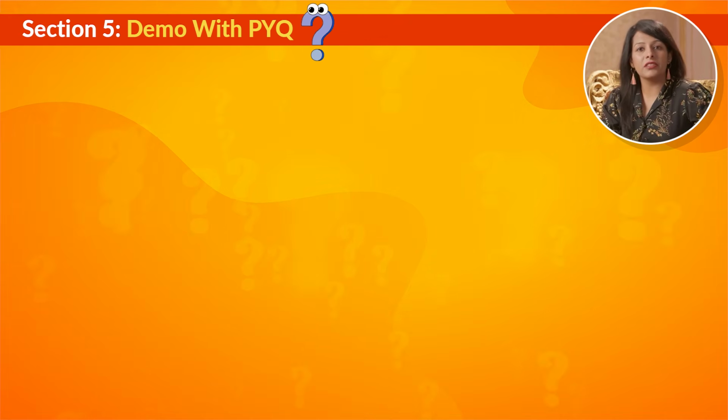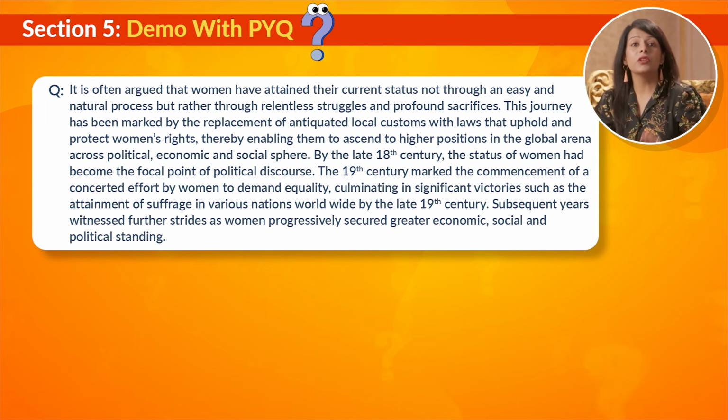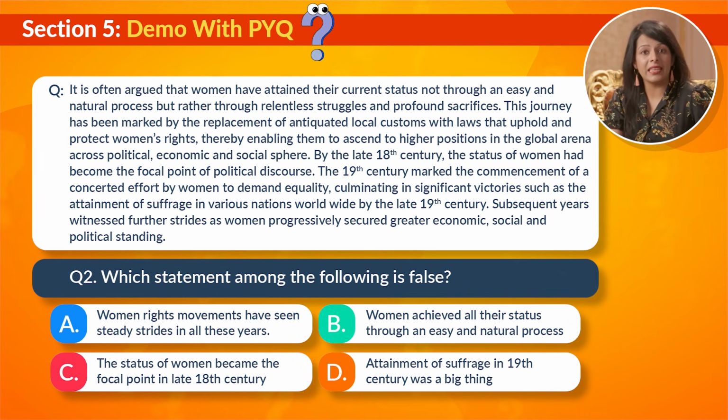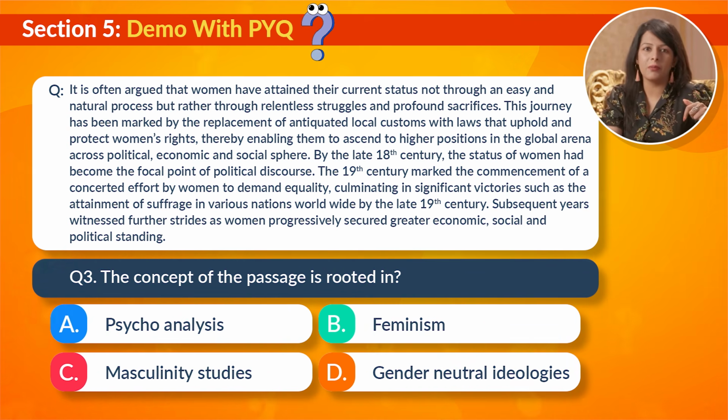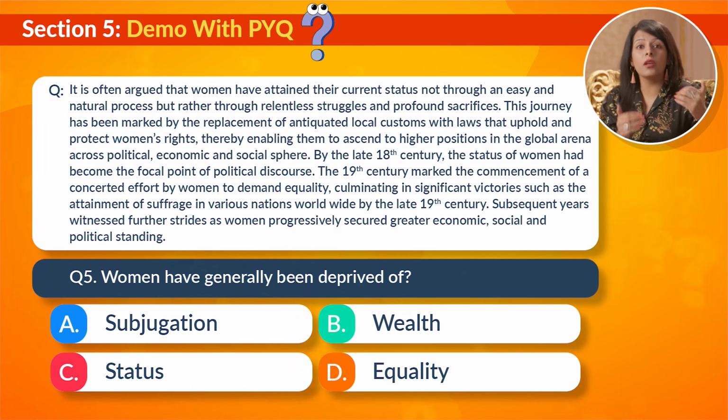Now, let us put this strategy into practice. Consider this passage that has appeared in the UGC NET exam. First, we read the questions. The first one asks about the time when suffrage was attained. The second is about identifying the false statement. The third asks about the main concept of the passage. The fourth is about checking which statement is true. And the last one asks what women were deprived of. So we keep keywords like suffrage, status, concept, and deprived in mind.